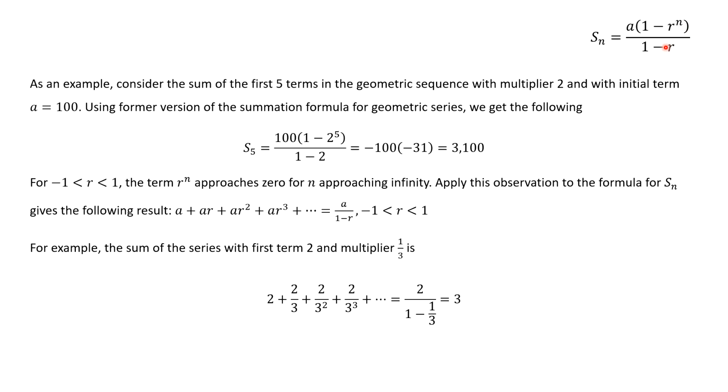So it's already almost 0, but as you go out to infinity, this term becomes 0, and you just get this formula here. So this is kind of neat because it allows you to sum an infinite series. I've shown an example here.